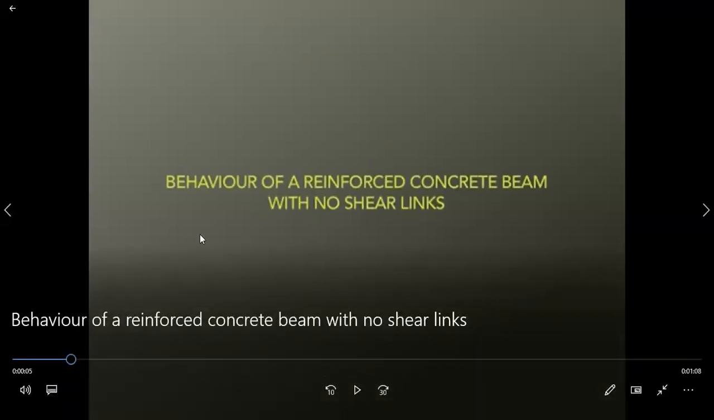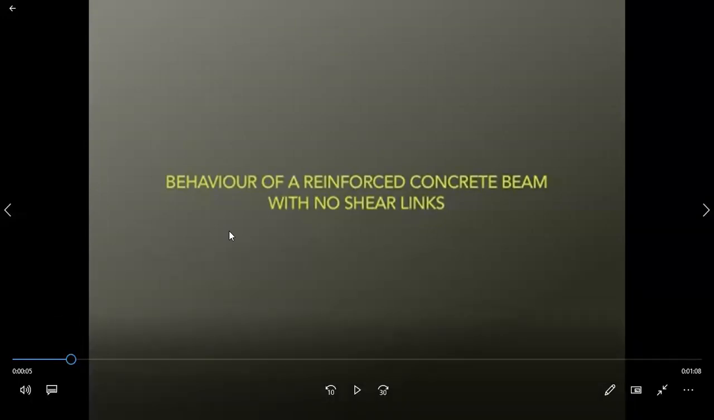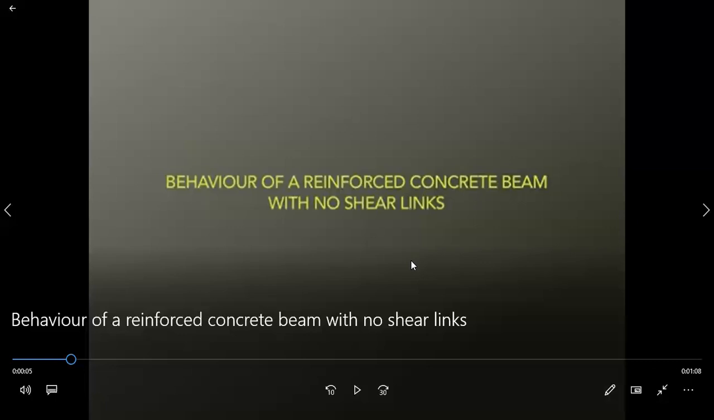With no shear links. In the earlier video, you saw a beam with main reinforcement along with the stirrups, right? So what is the purpose of the stirrups? What is the purpose of the links? To control shear cracks, right? The links take the shear stress and control the shear cracks in the beam. Now, if there are no shear links provided in the beam, what happens? How is it going to fail? Let's see the video.